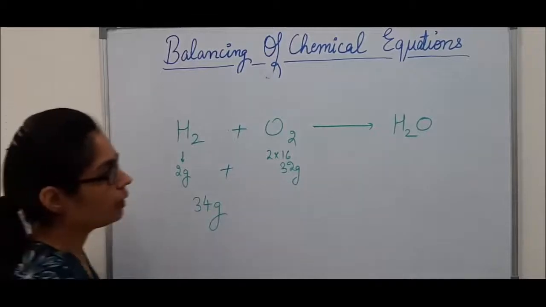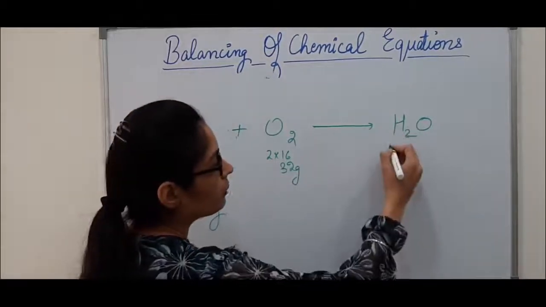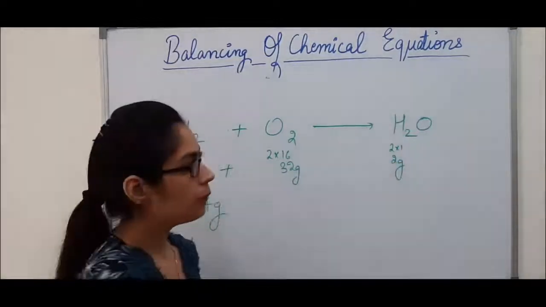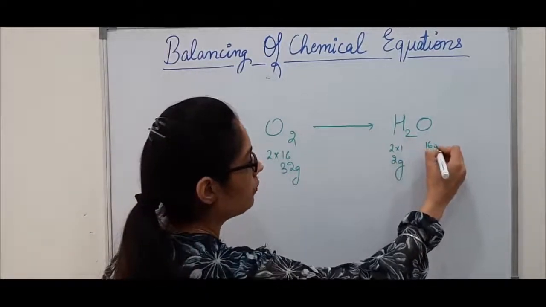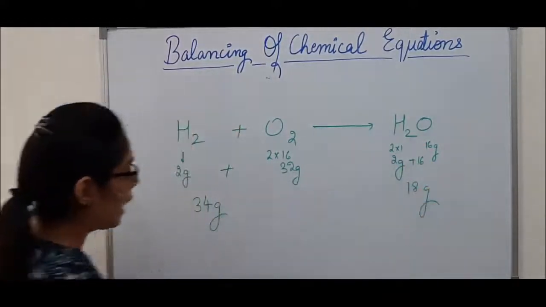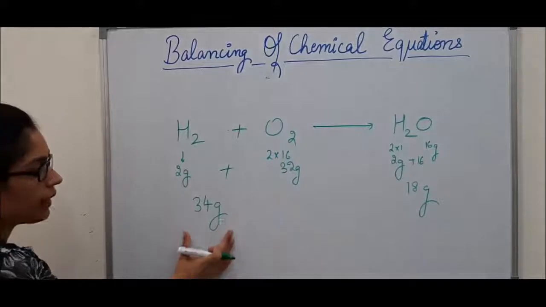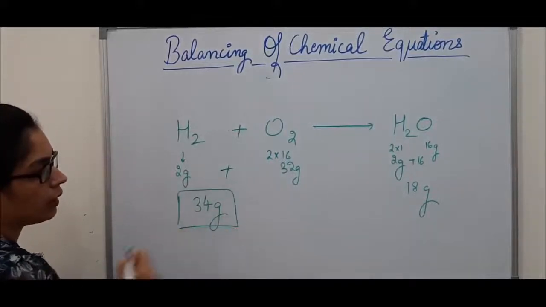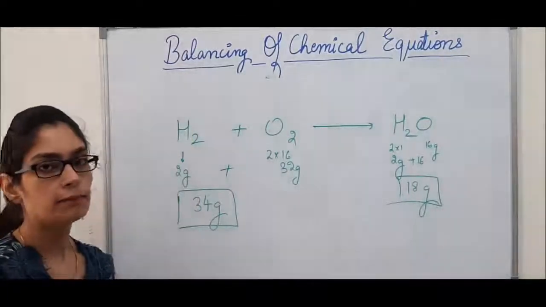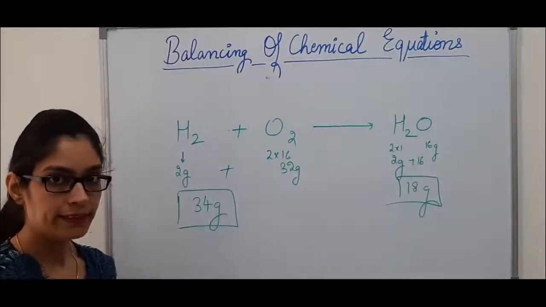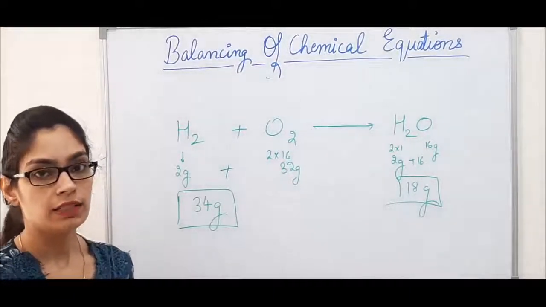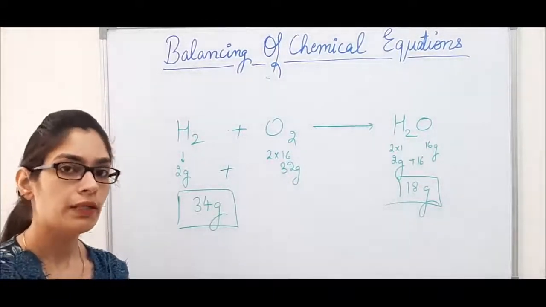Now let's check for our product. Hydrogen 2 atoms, which means 2 into 1 is 2 grams. Oxygen 1 atom, which means 16 grams. So 2 plus 16 is 18 grams. I can see the mass of the reactant is 34 grams, whereas the mass of the product is 18 grams. Is this strange? Because I have already learned mass can neither be created nor be destroyed.